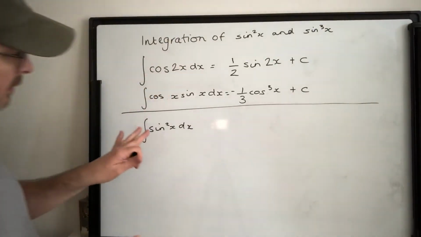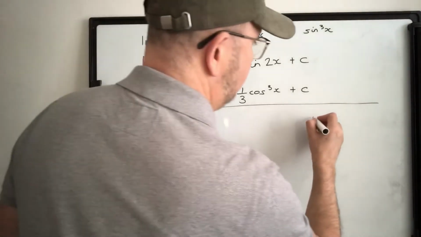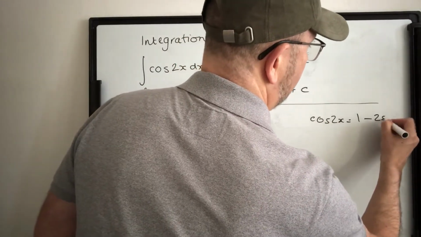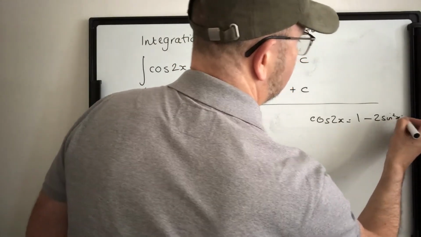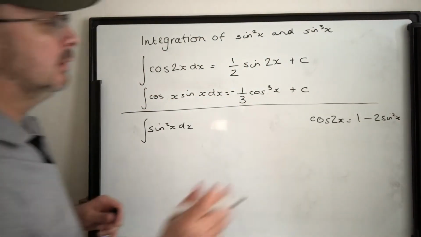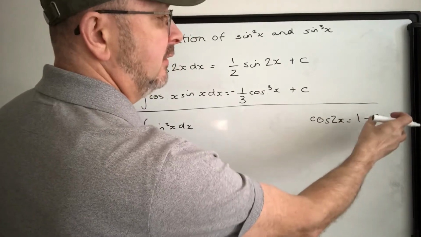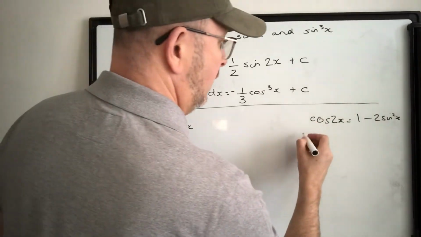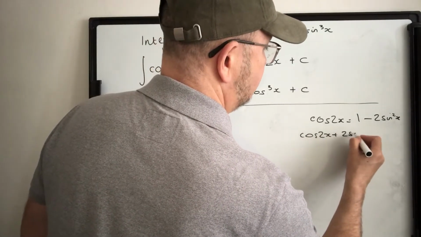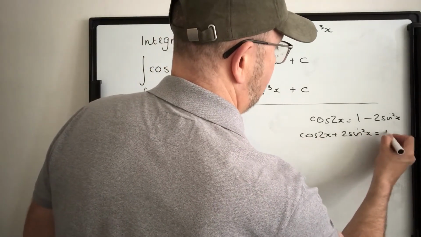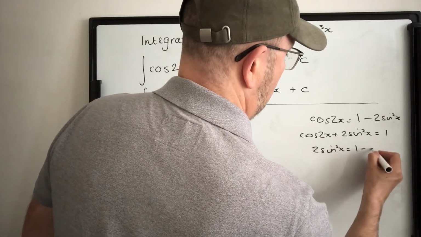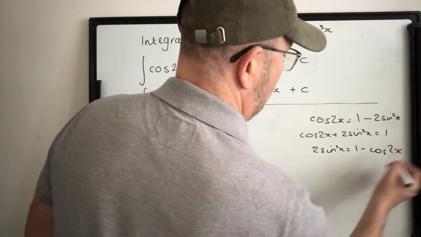As with the integration of cos squared x, we use the cos 2x formula, but this time we use a different expansion of it, which is 1 minus 2 sine squared x. Do this slowly, don't do it all in one step because it's very easy to make a mistake. Let's add on 2 sine squared x to both sides. Subtract off the cos 2x and divide by 2.